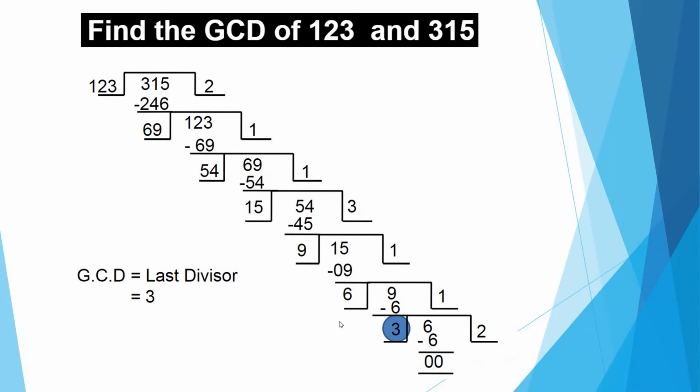When we subtract, we get another number, which is 6. After we get the remainder 6, we divide it with the previous divisor, which is 9, which becomes the dividend. We subtract, we get 3, and then the divisor 6 becomes the dividend, and when we move further, we get the remainder 0. So the last divisor, 3, is the GCD, or the HCF, of 123 and 315. So the HCF of these two numbers is 3.